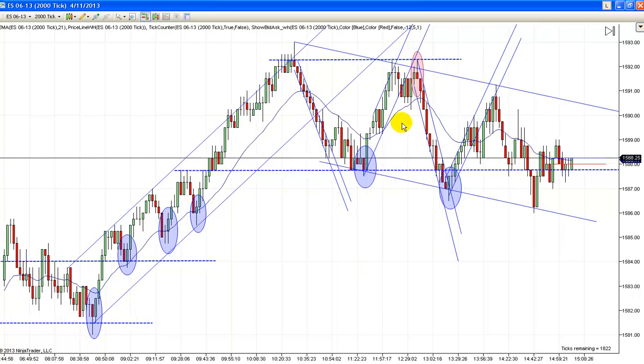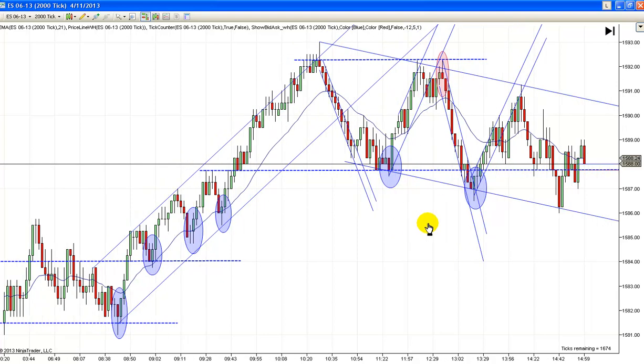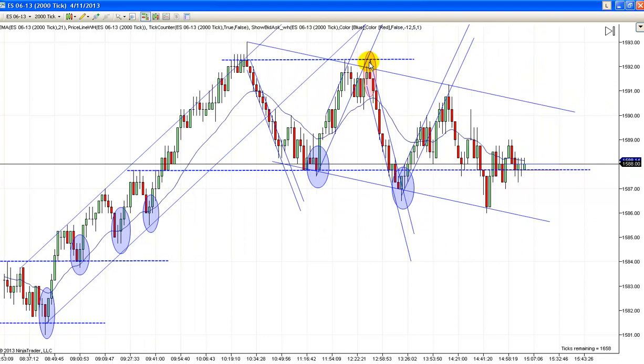I only had one short that I really liked today. This one I didn't like because of all the dojis, and you see it didn't go far before it snapped back. And it was mostly a buy day until here. That's when you got your reversal pattern. And then we've been working down on a wider channel pretty much the rest of the day, and that's been it.